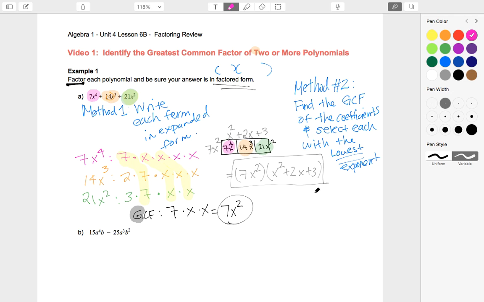Okay, so let me list this out one more time. This is the second method, so let me go ahead and draw this so you can see it a little better.